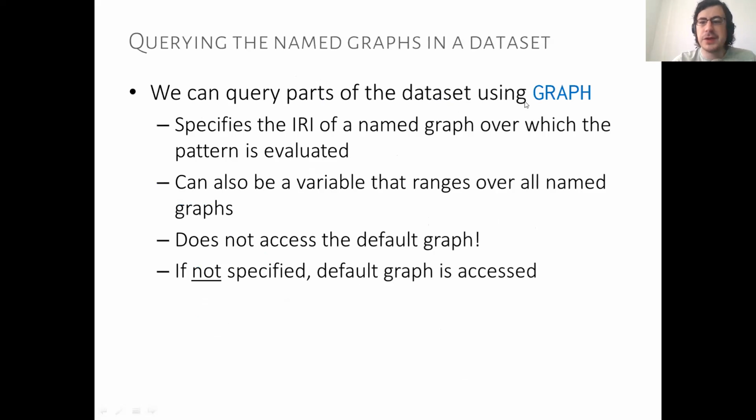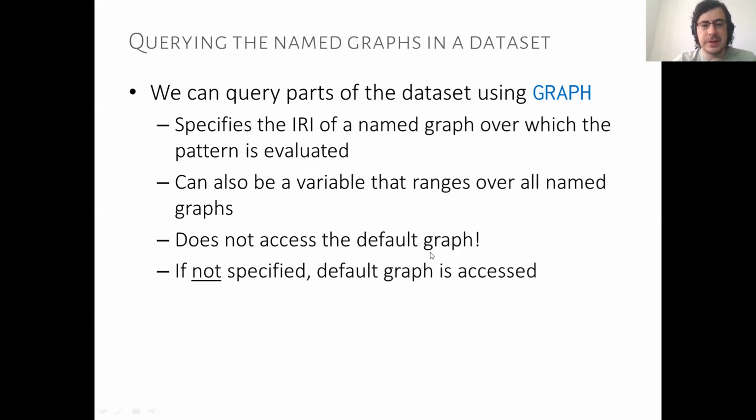Afterwards, we have a third feature, which is graph, which we can use in the query in order to select parts of the data set. So graph is used effectively to query over the named graphs that we've constructed in the data set for the query. It allows us to specify, for example, the IRI of a specific named graph over which we want to run some part of the query. Or we can specify a variable such that the variable will match the names of all named graphs, and then the query will be evaluated over those, one by one, in fact.